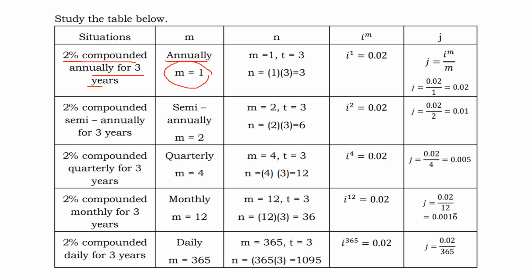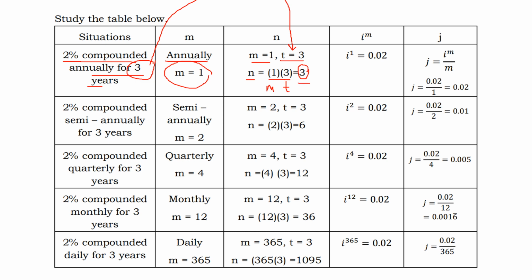So it represents 1 year. Now, m is 1, your t now is equal to 3 as given in the first column, second row. And n now is equal to 1 multiplied by 3, or simply equal to 3. So we just simply multiply m by t, so n is equal to m multiplied by t, and the resulting value is 3.